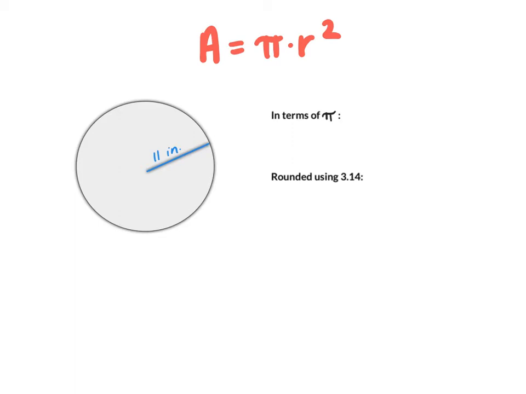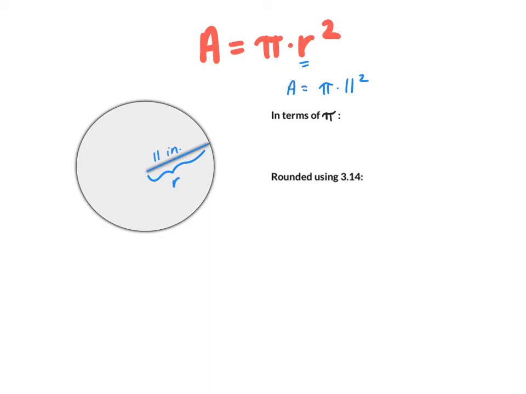So in this circle, whenever you have just a little line that goes halfway just to the center, this is your radius. So that 11 is what you're going to put into the r value of the formula. So what that would look like for this problem would be pi times 11 squared.